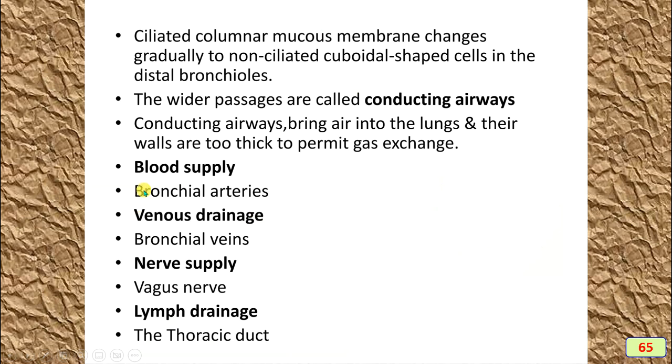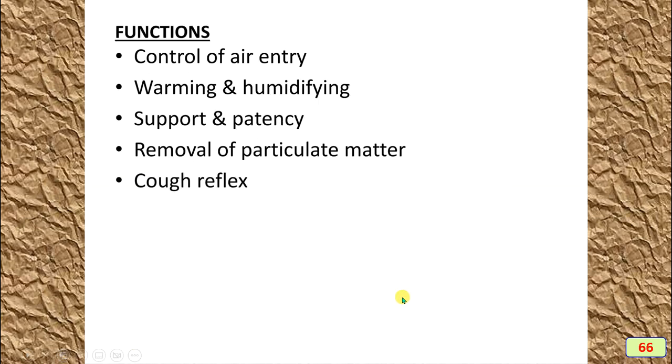So the ciliated columnar epithelial cells provide the filtering mechanism of the air, so that the inhaled air is very free from dust particles, etc. They have a ciliated mucous membrane, and a lymph drainage system is also present. The functions of this are control of air entry, warming and humidifying, support and patency, removal of particulate matter, and the cough reflex.